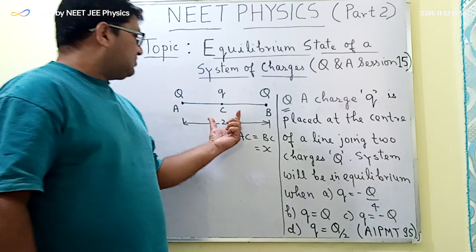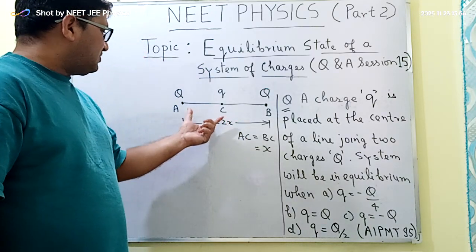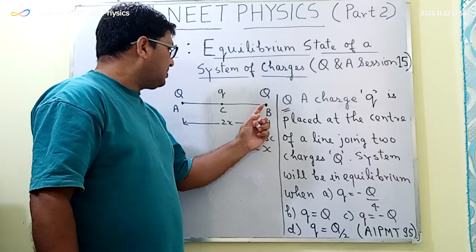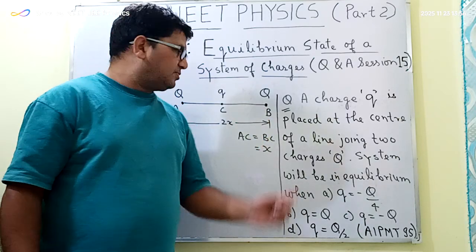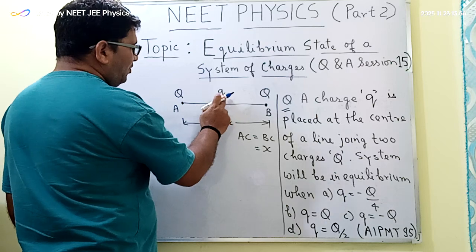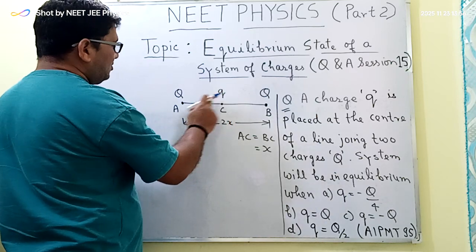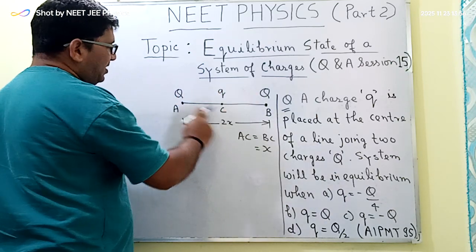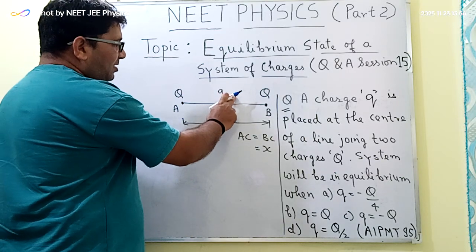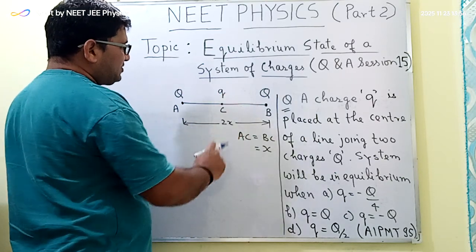Now this system of charges will be in equilibrium when the net force on each charge is equal to 0. Now the force on this charge small q due to these two charges which are placed at the points A and B are equal in magnitude and opposite in direction.